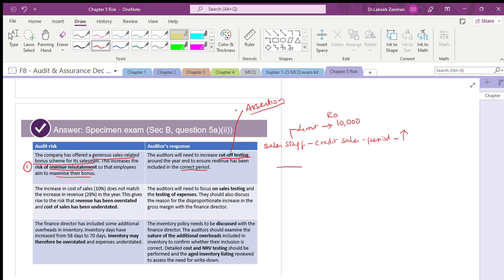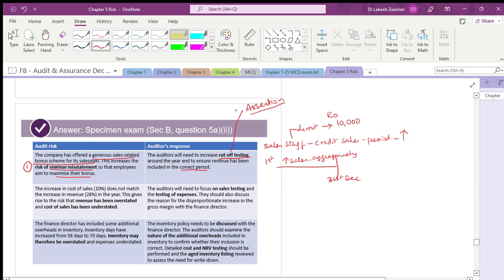Next. What happens in most of the cases? Now we have done this. This is the 31st December. Now you are somewhere in November, on the 1st of December. Now you are reaching the deadline. When you reach the deadline, the sales staff will increase the sales aggressively. Because why? They need to reach the target. The more the sales, the more the bonus. And what will happen?